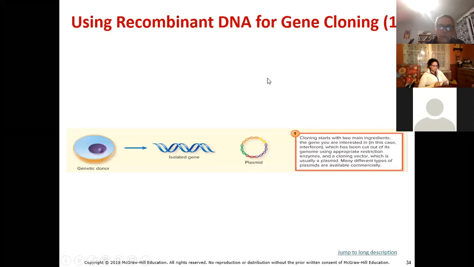Using recombinant DNA for gene cloning. So you take a genetic donor, isolate a gene, put it in a plasmid. The gene you're inserting, in this case, would be the interferon gene. You isolated it, and then you put it into a cloning vector, put that into a culture, and you can grow it up and harvest your interferon product.